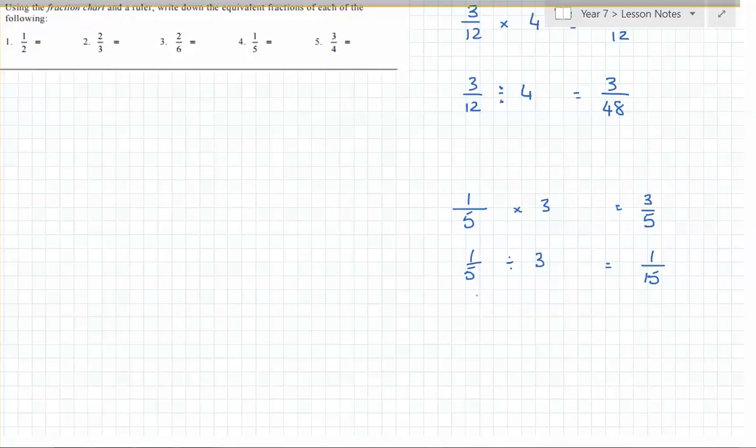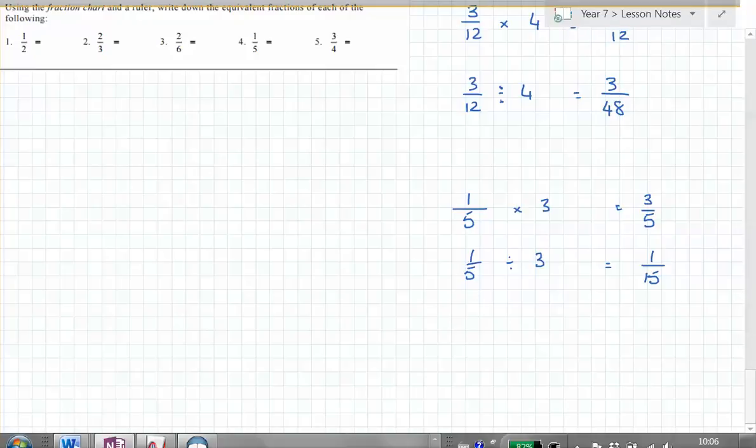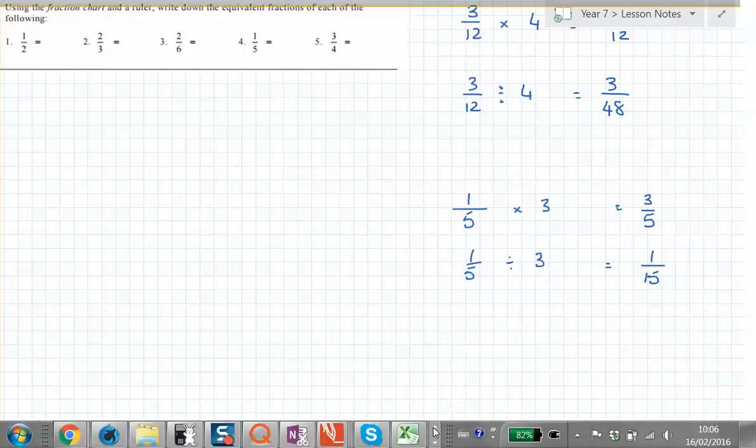Right, the next one. This sheet, activity 10.2, is about just writing down the equivalent fraction. You're just going to find the missing number for the equivalent fraction by multiplying or dividing. Can we work together? Yeah, sure.